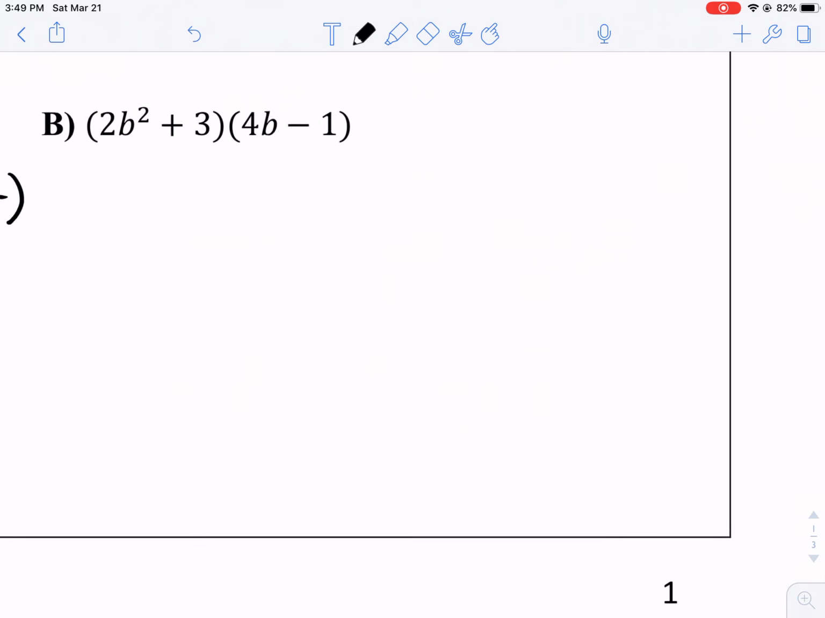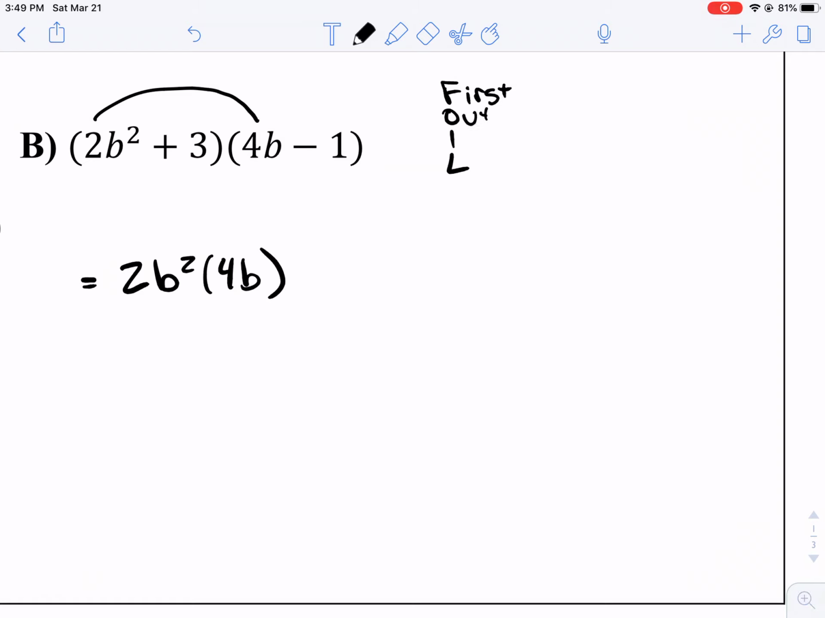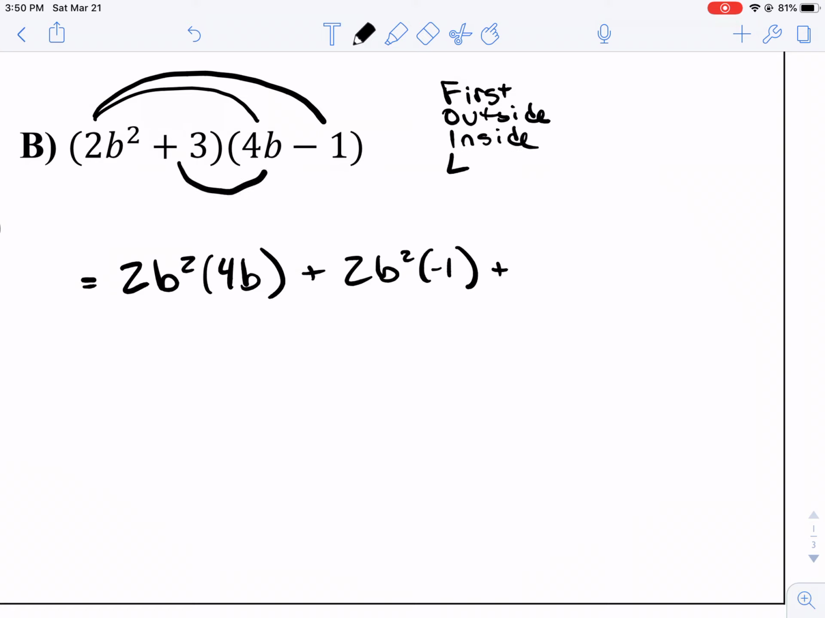All right, let's go ahead and see if you did part B correctly. So following our FOIL method, first we're going to multiply our first terms together. That will give us 2b squared times 4b, and then outside we get 2b squared times negative 1. And then we'll add our inside product, 3 times 4b. And then finally, we'll add our last terms, 3 times negative 1.